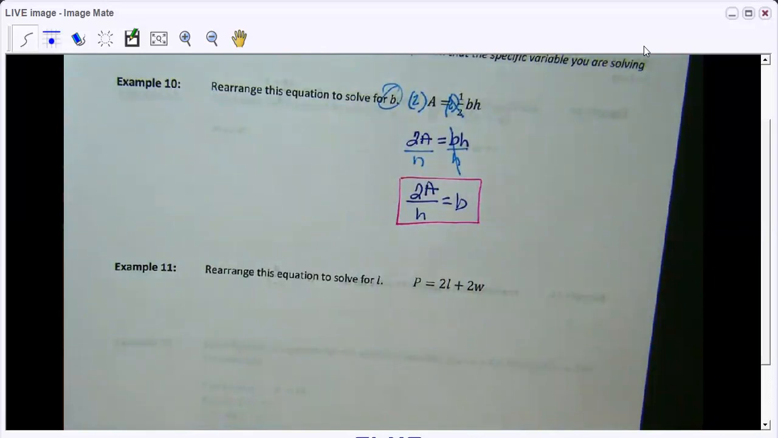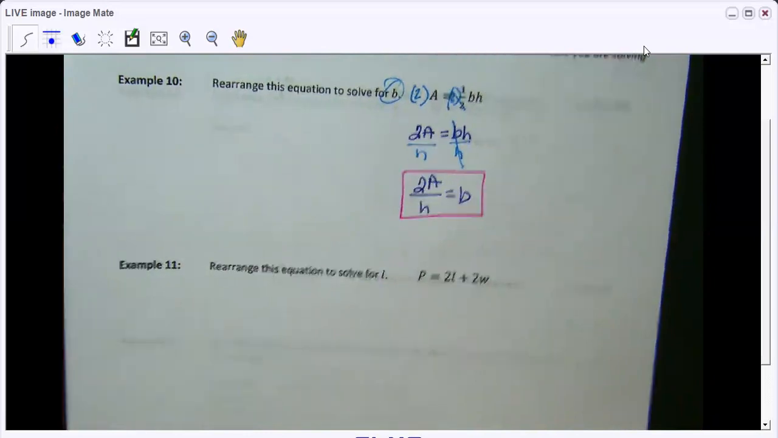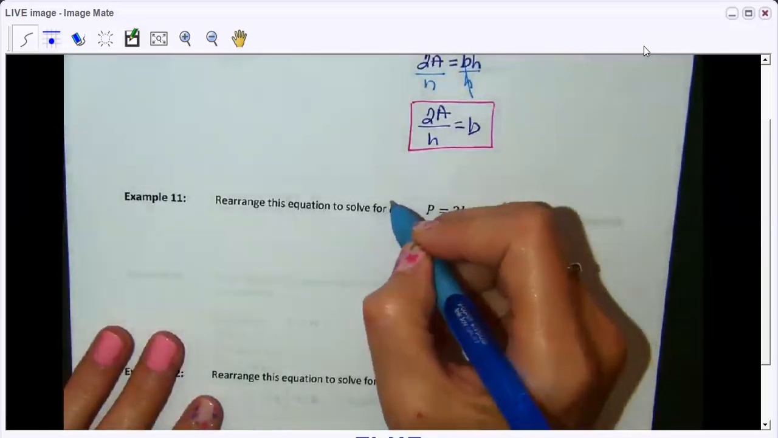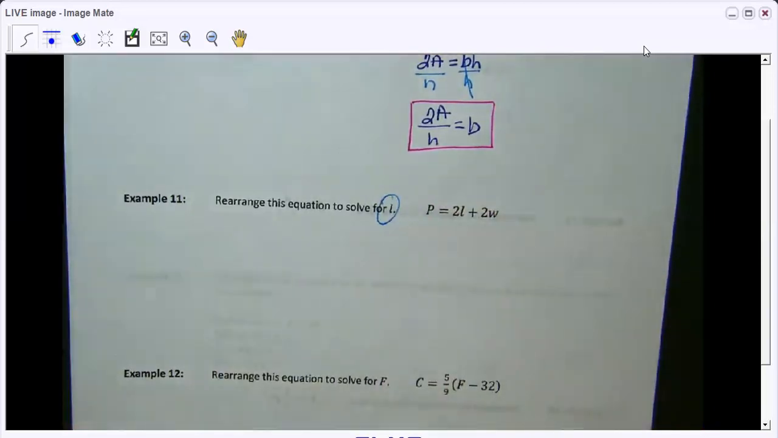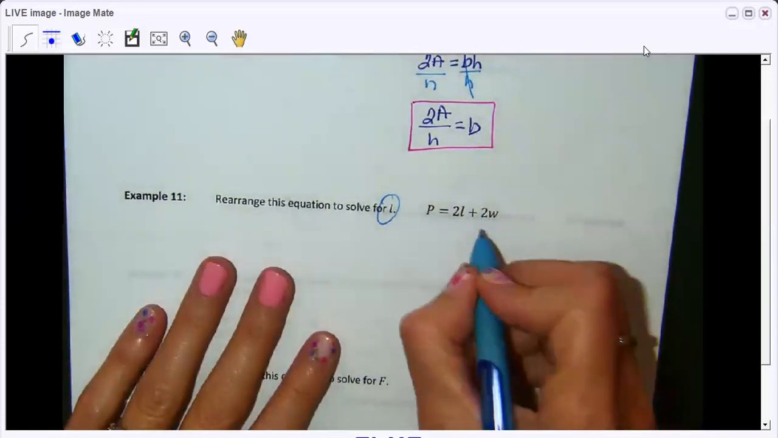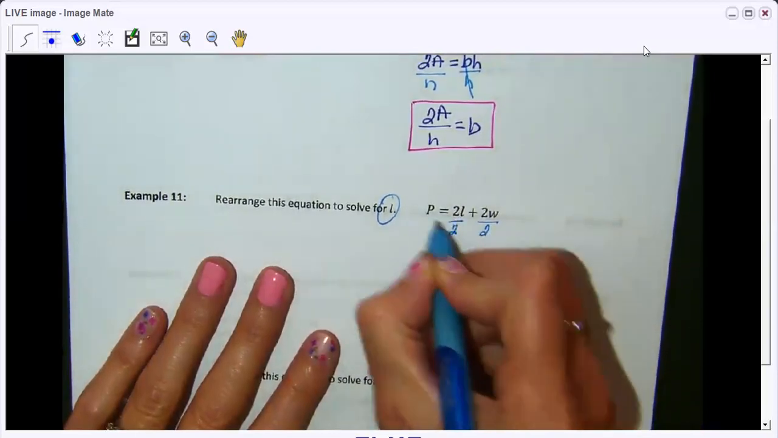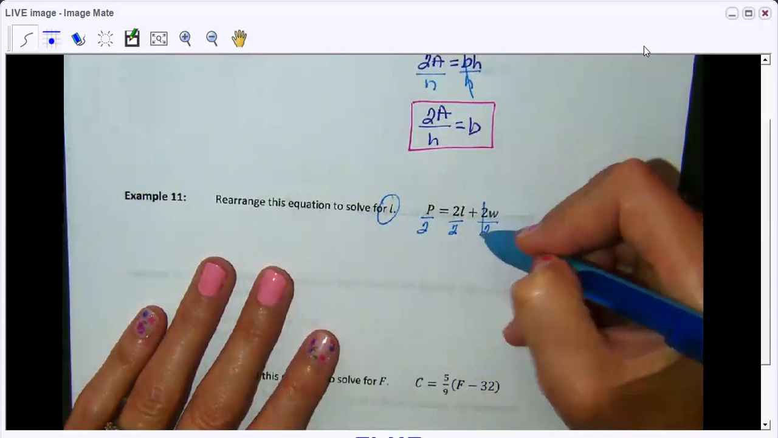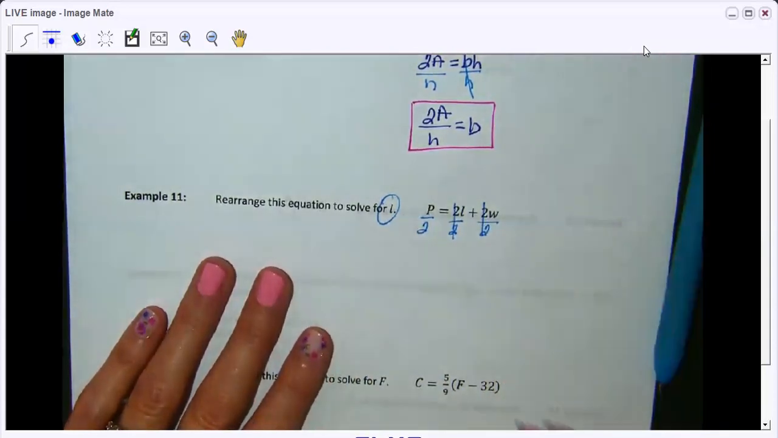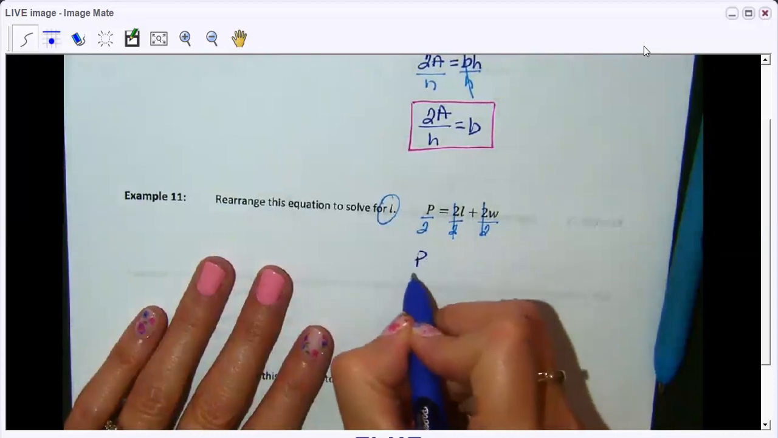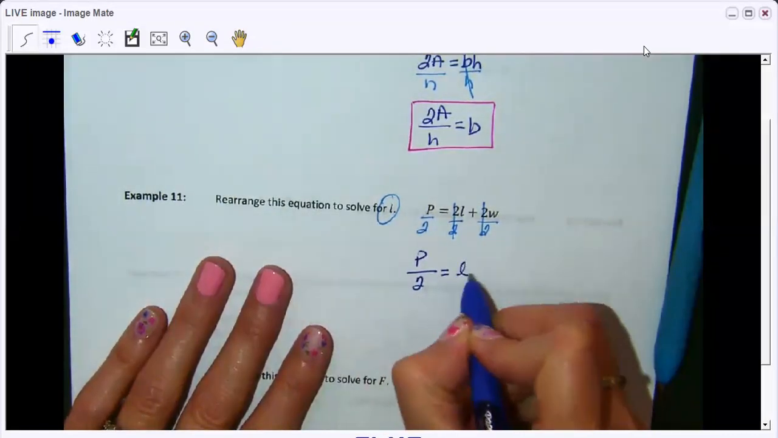We're going to move on and now rearrange example 11 for L. Yes, that is the answer. So, I think there are different ways that you can do this. One way is that you can divide every term by 2. So if I divide every term by 2, I get rid of my 2's here. So now I have P over 2 equals L plus W.